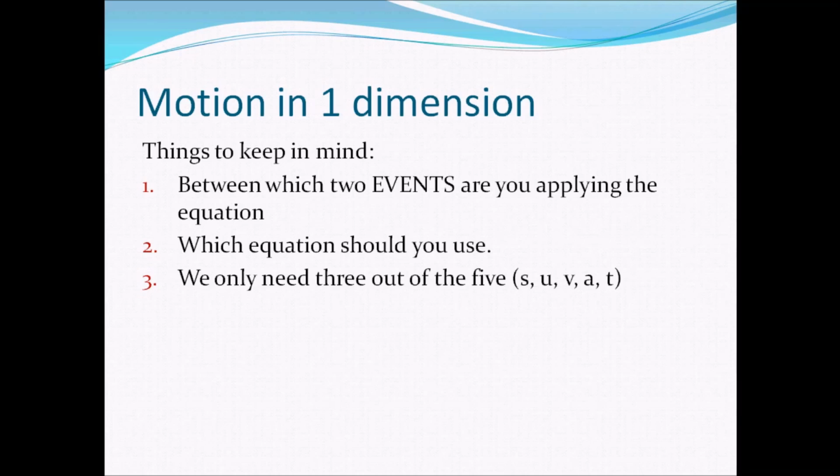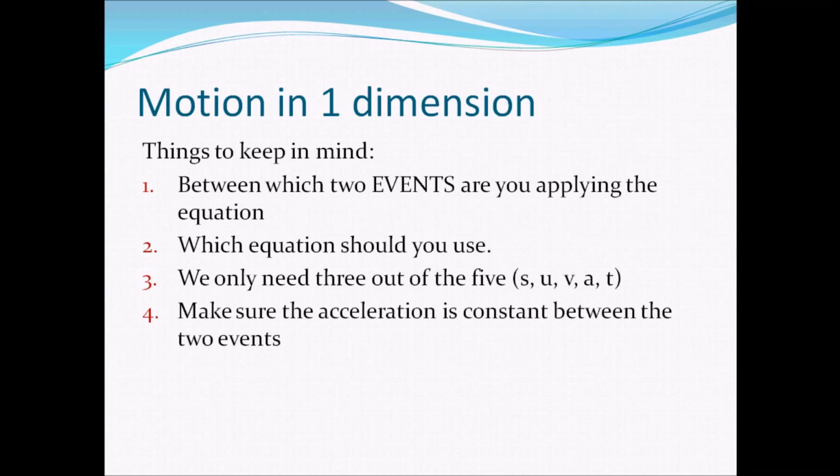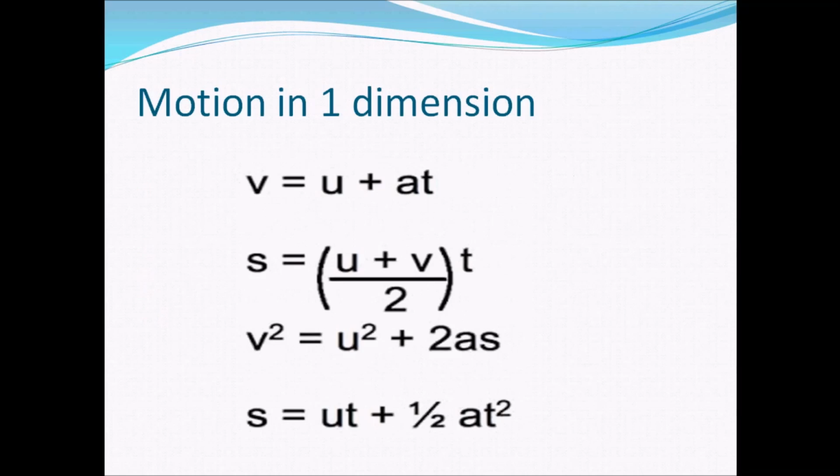For example, if I know V, U and T, and I need to find A, I can use the first equation, V is equal to U plus AT. If I needed to find S, I could have used another equation. Also, another thing to note is that the first step is between which two events. So if I take two events, S will be the displacement between the two events, U will be the initial velocity, that is the velocity at the first event, V is the final velocity, that is the velocity at the second event, A is the acceleration, and T is the time interval between the two events.